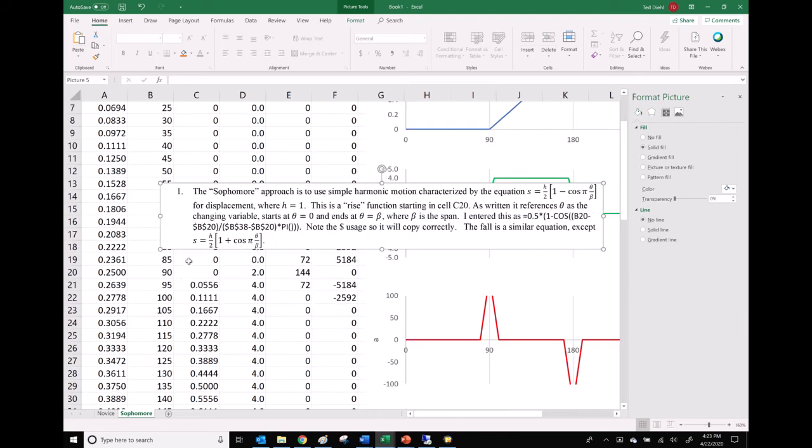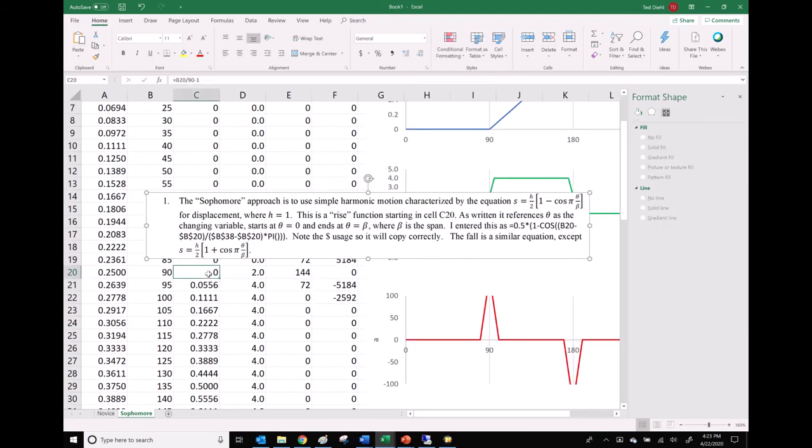So coming down here into C20, what I want to enter, I'm pointing at the screen with my finger, is this equation of h over 2 times 1 minus the cosine of pi theta over beta. And then I've also entered this in for you. I decided theta is equal to beta in this case, because beta is the span of a particular thing. Yeah, of the span that we want to move over. I think that's correct. Yeah.